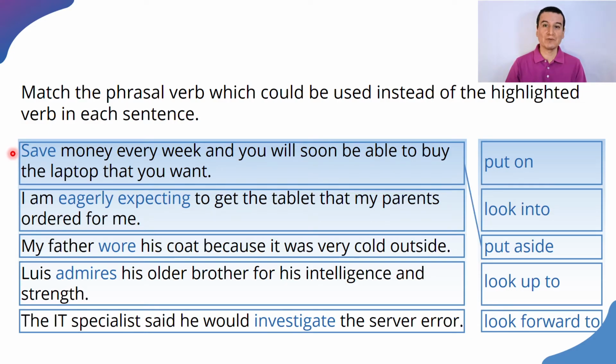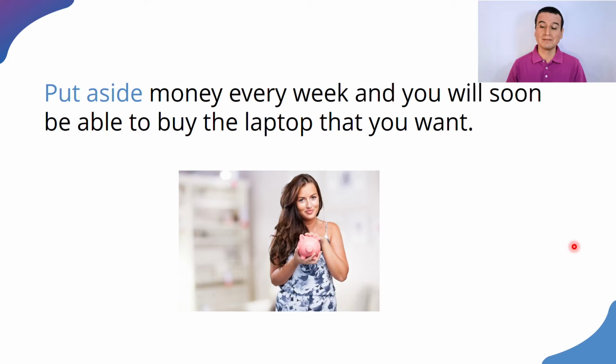Find out is a phrasal verb. You can say discover, or you can say find out. Good point there. We can say put aside money every week instead of saving money. I'm saving some money, or you can say I'm putting aside some money. That is one way of enriching your vocabulary. Listen to her pronunciation, please. Put aside money every week and you will soon be able to buy the laptop that you want. Thank you. Remember that you can always practice your pronunciation. Next.